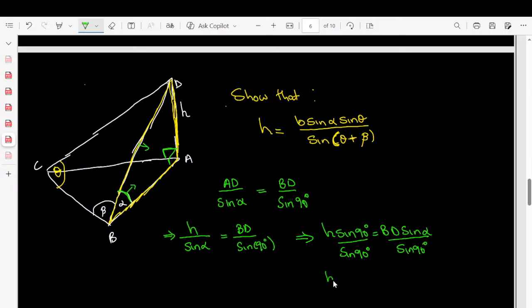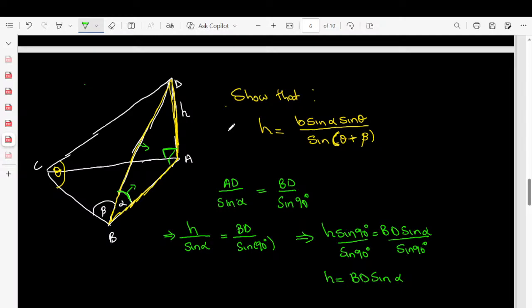So what is H equal to? H is equal to, the sine of 90 is just 1, but let me confirm that. Sine 90, I remember from the graph, is just 1. So this will be BD times the sine of alpha. Okay, so so far we have what? Okay, so this is my H. I need to find what? I need to find BD.